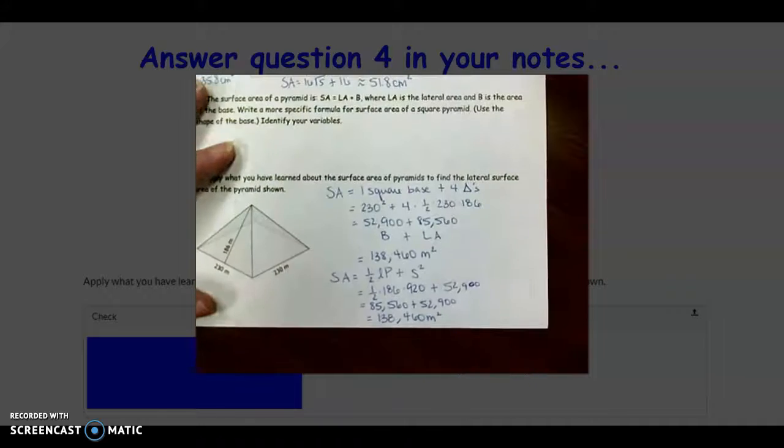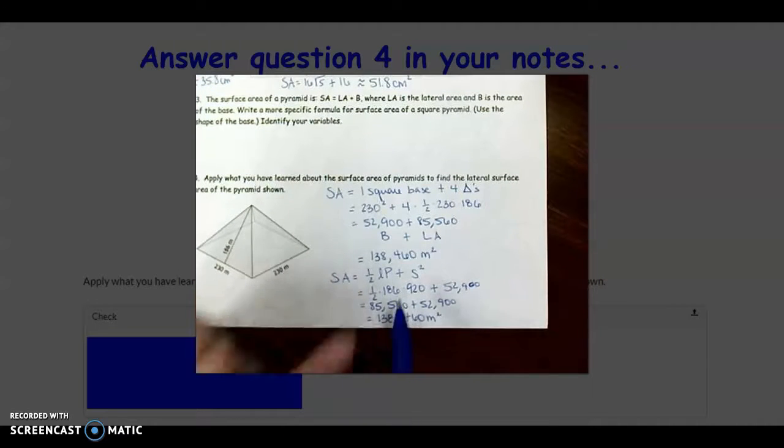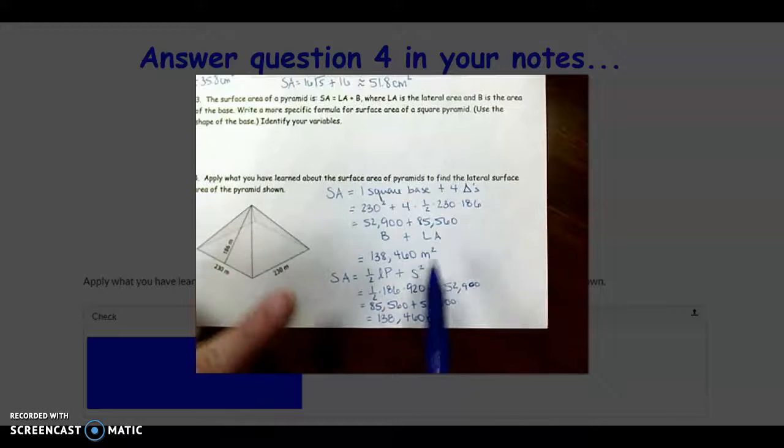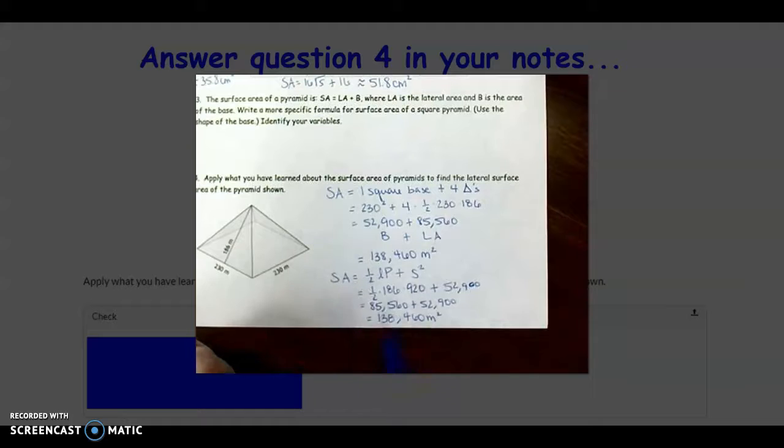So I don't care which way you work it. If it's easier for you not to memorize another formula and just know you have to find the area of all 5 faces and add them together, that's typically the way I work it. There's just no reason to have to memorize another formula.